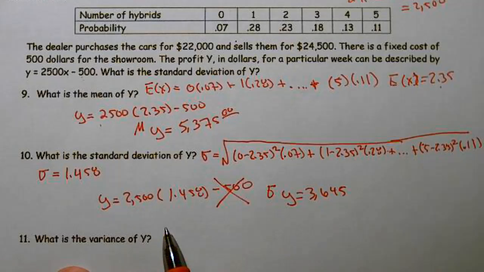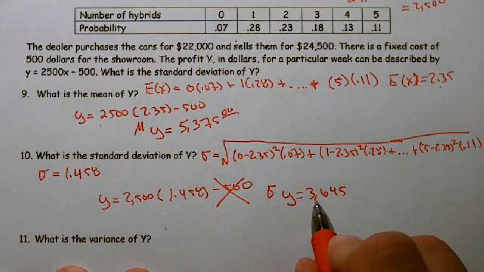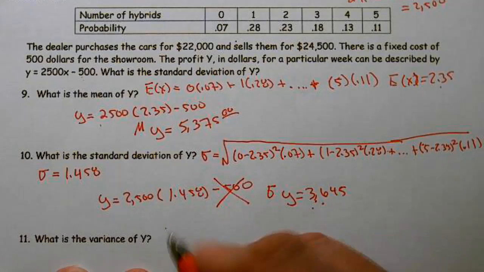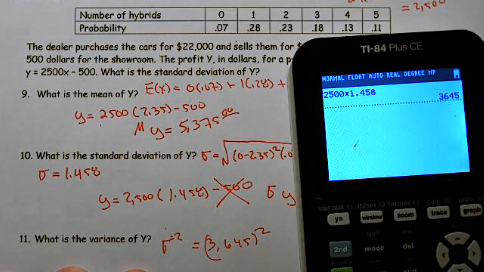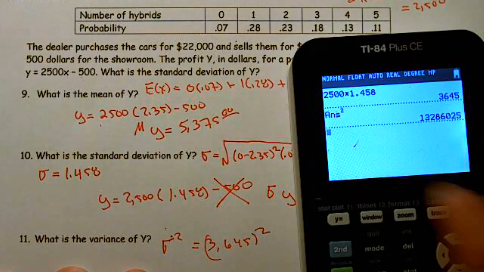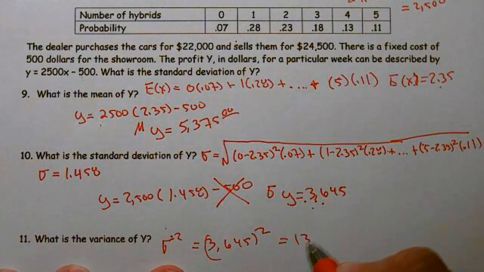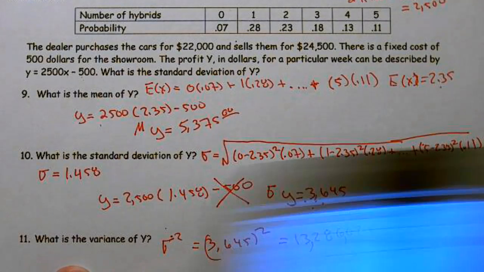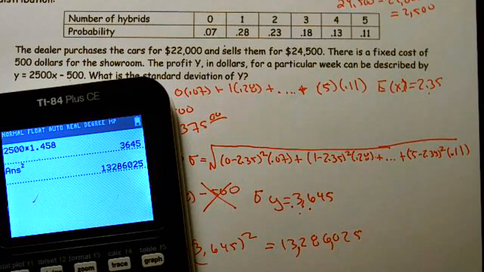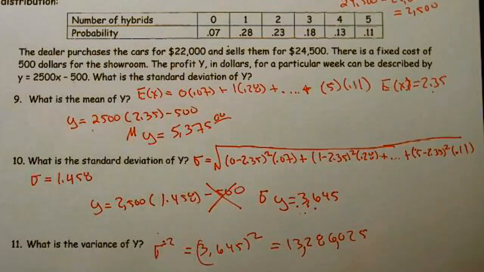Then it asks for the variance. Well, variance is very easy, because at this point it's like, hey, I have this, so why don't I just take this and square it? So variance is just going to be 3,645 squared. 13,286,025. Pretty big variance, all right? Okay, well, thank you for that.